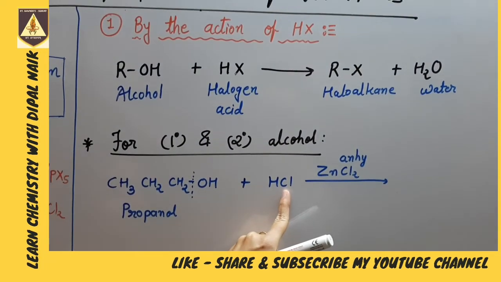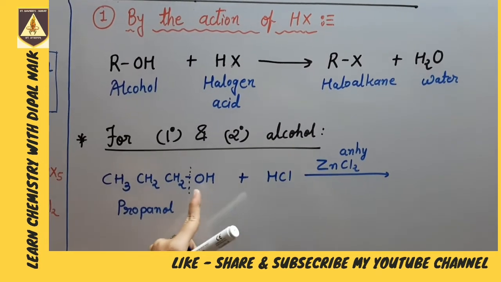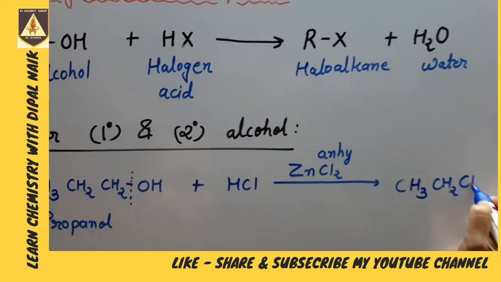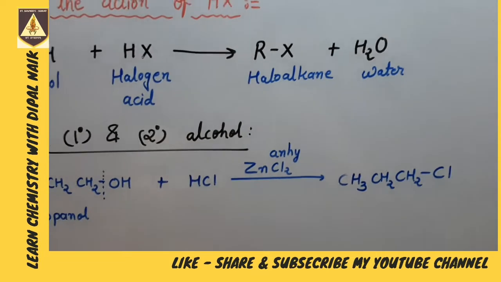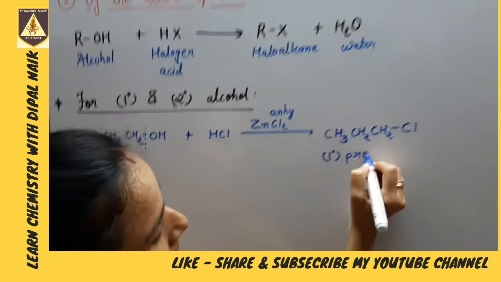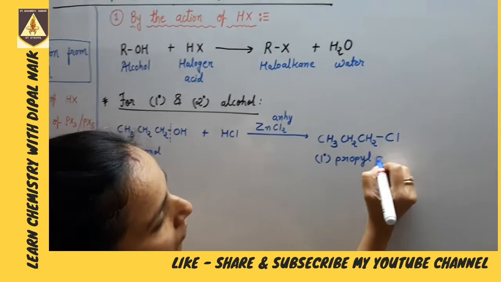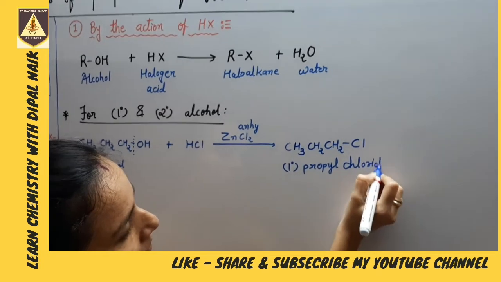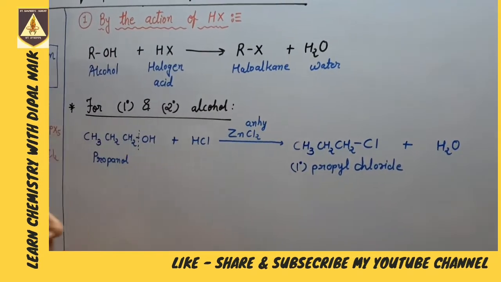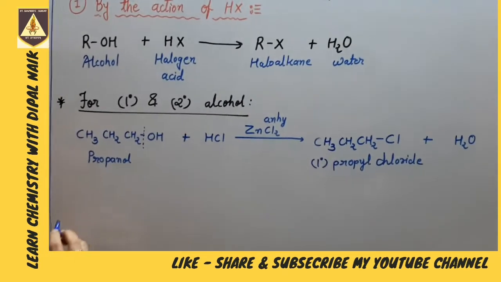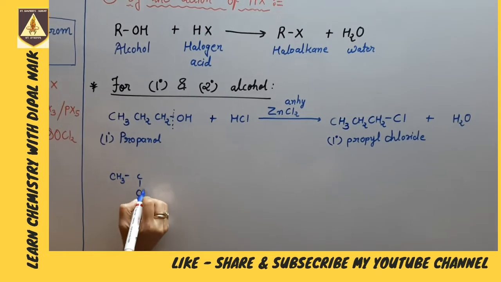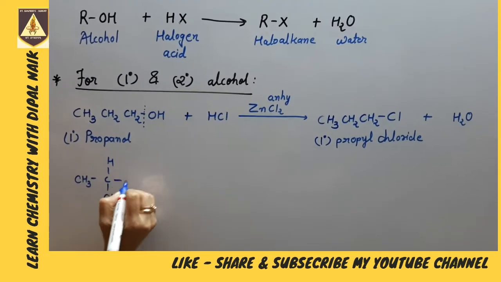Here chloride is present in hydrochloric acid, so our product will be CH3, CH2, CH2, Cl. This is primary propyl chloride, and byproduct is water. For secondary alcohol, CH3, C, CH3, here H and OH.